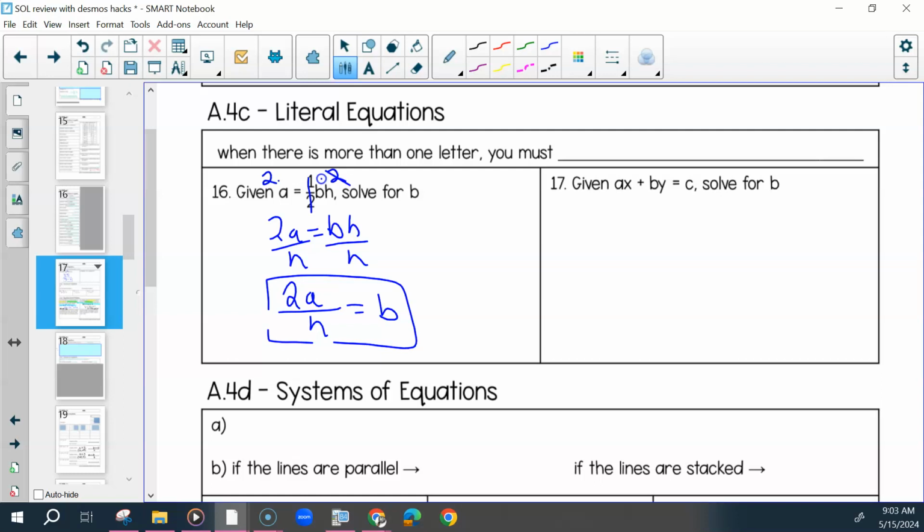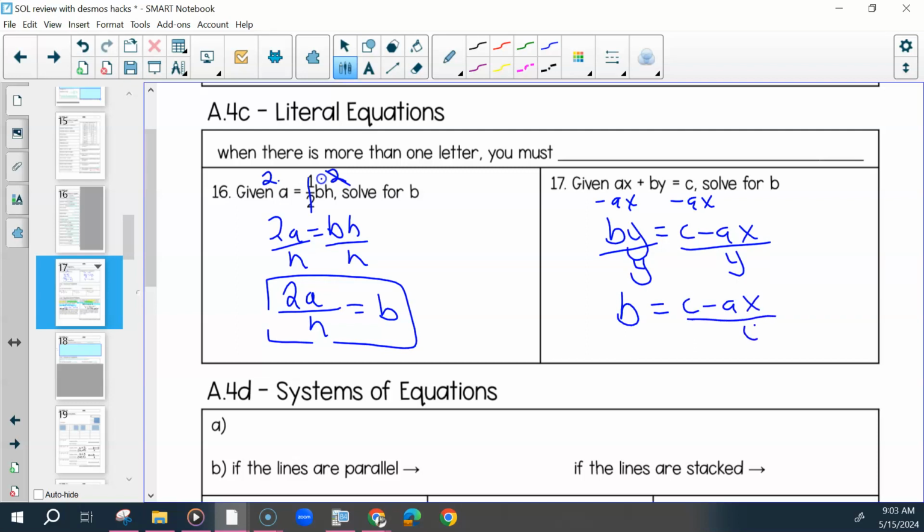In 17 we're solving for b. So we could get rid of the whole ax term by subtracting it to the other side, and divide everything by y at the same time, since there's nothing that would simplify. And then c minus ax over y would be your final answer.